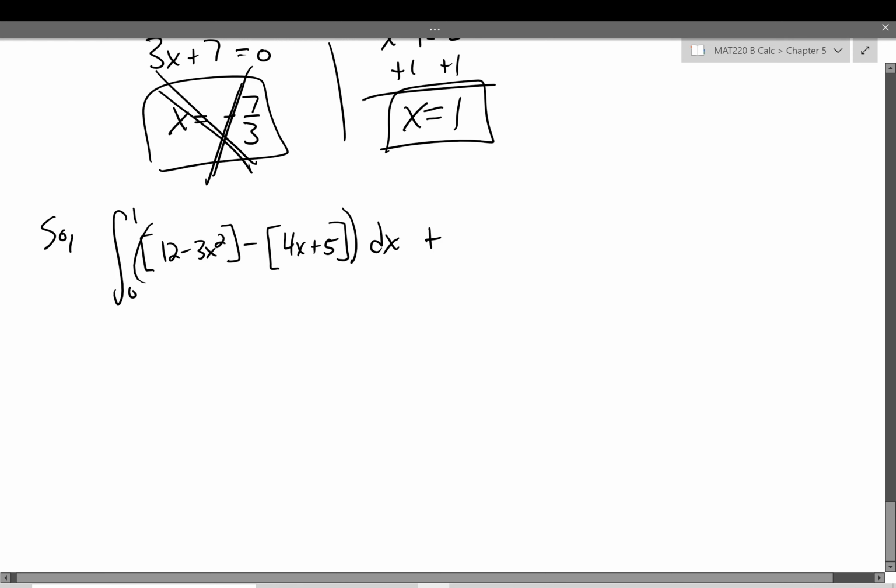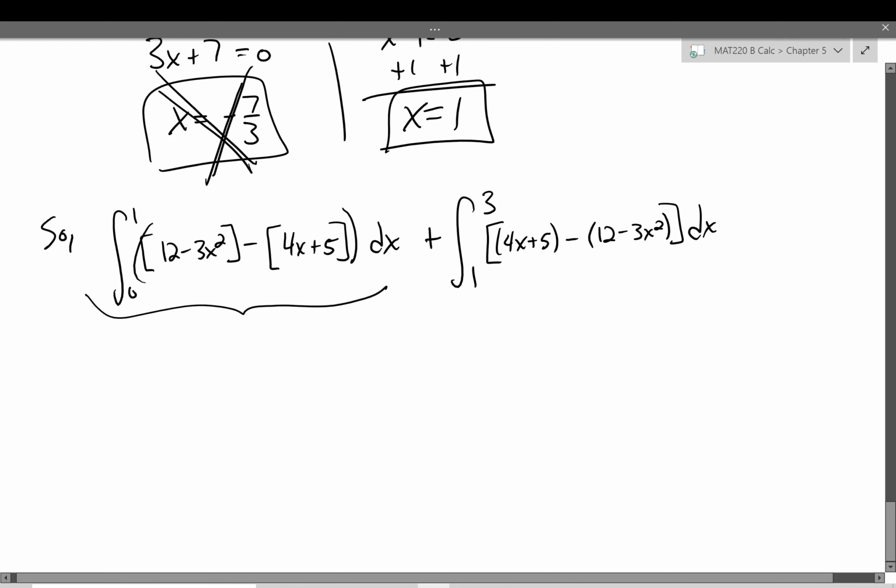plus, now here is my second region. That region is going to start at 1 and end at 3 of the upper. In this case, in region 2, the upper is 4x plus 5, and the lower is 12 minus 3x squared dx, all right? So this is A1 plus this is A2. And when I add them together, that will give me the total area, okay?